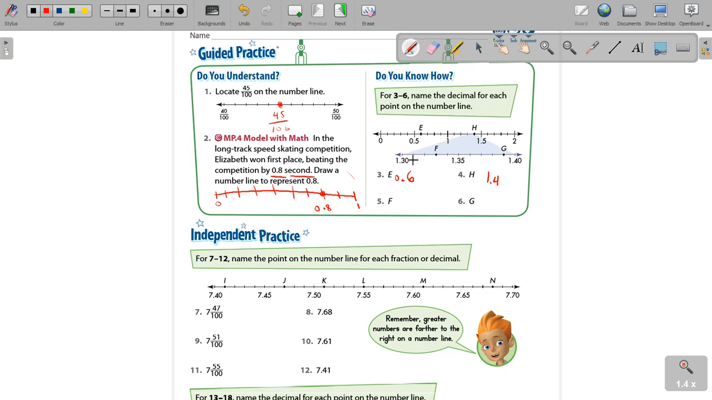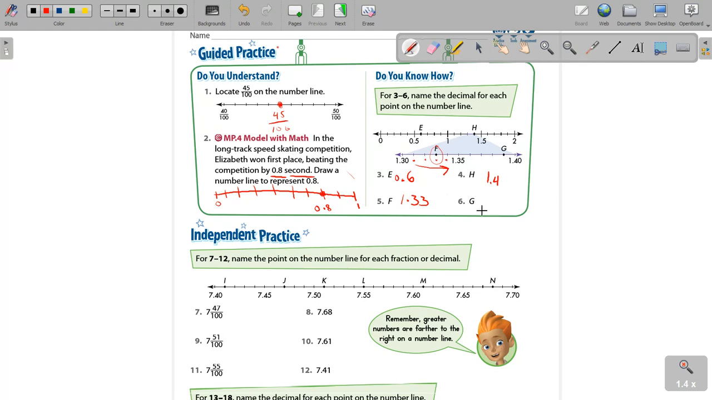So if you're going to assume that we're counting, again, in this direction, where the numbers are getting greater, 1.31, 1.32, 1.33, 1.34, and 1.35. Well, this lands right here, so that would make that 1.33. So again, 0, 1, 2, 3, 4, and 5.